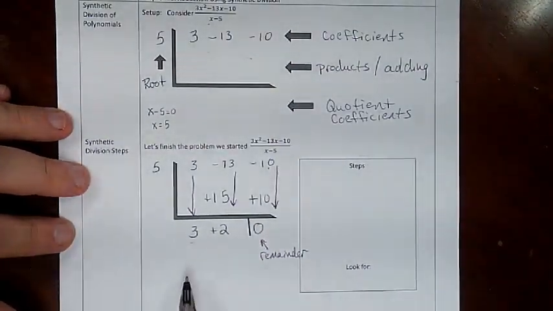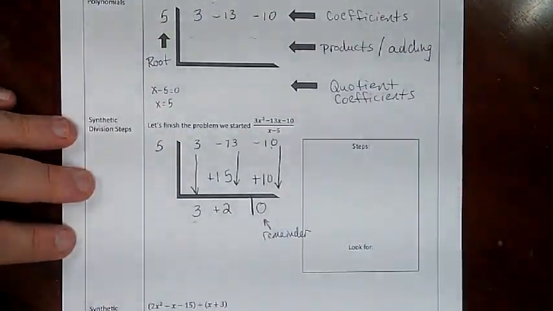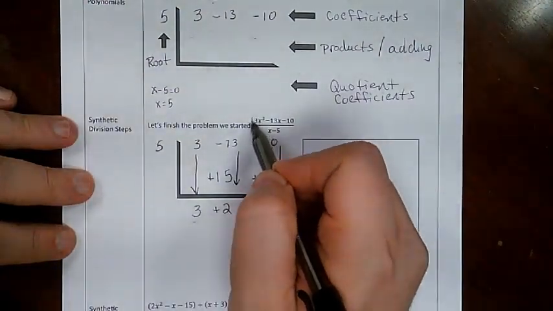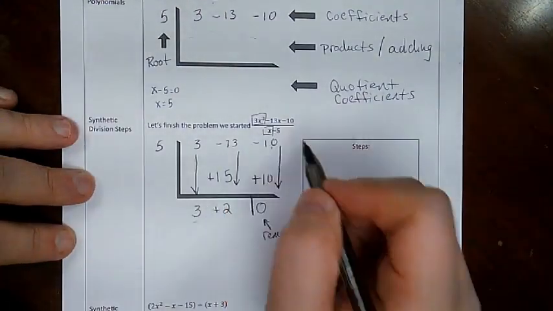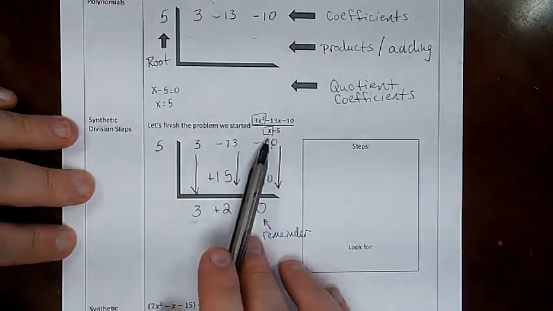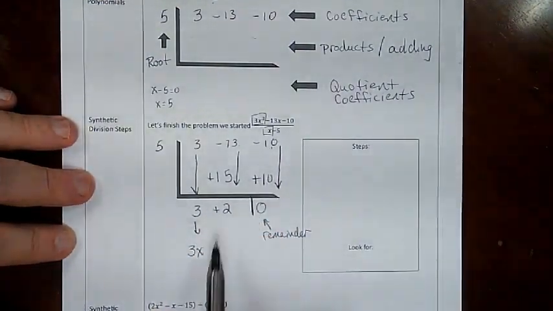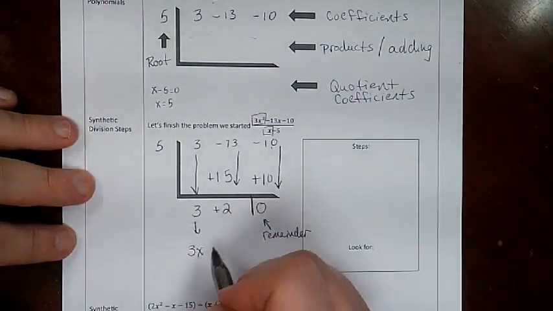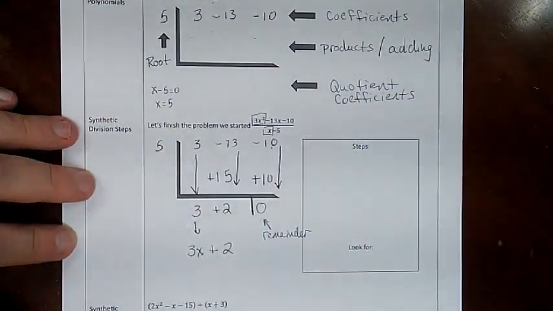Now, the last piece that we need to do with this is we need to make sure that we're putting this back in a format that we can use. Now, what we can tell already is if I look up here just at my first term and I see 3x squared and I'm dividing by x, what I should be getting is 3x, because 3x times x gives me 3x squared, plus 2.